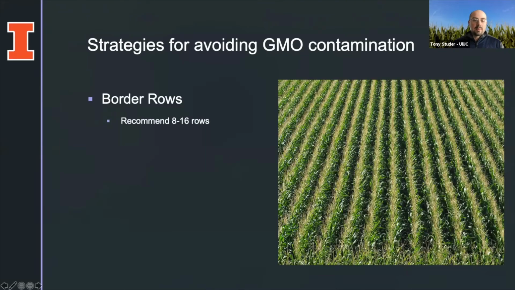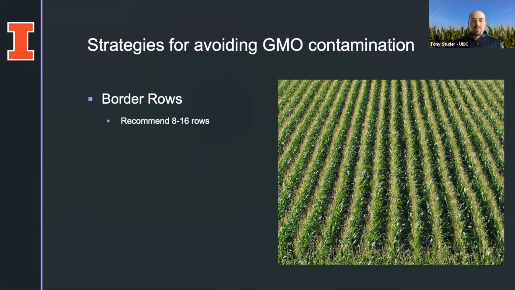The next thing I want to talk about is border rows. There's less specifics on border rows and how to work with those. I've seen general recommendations of having 8 to 16 border rows to prevent internal contamination of your field. But that again depends on how far you are separated from that other field. Think about it, 16 rows at 30-inch spacing is still only 40 feet.